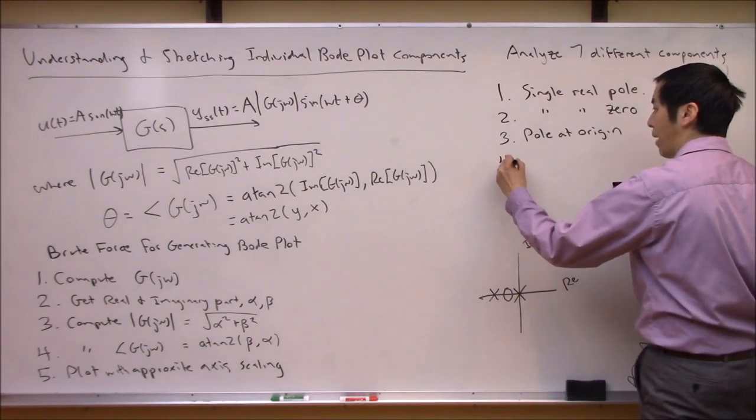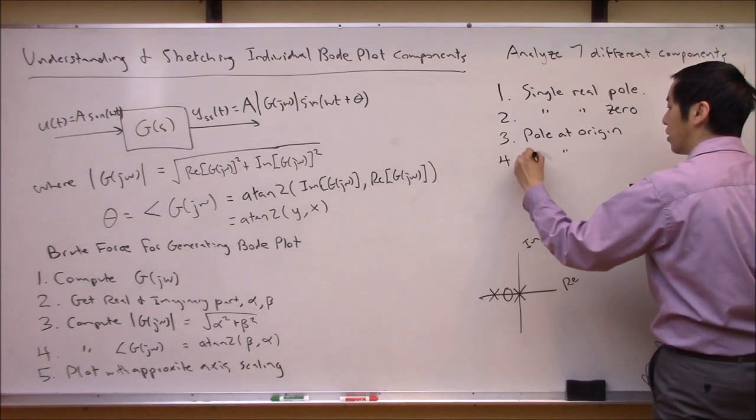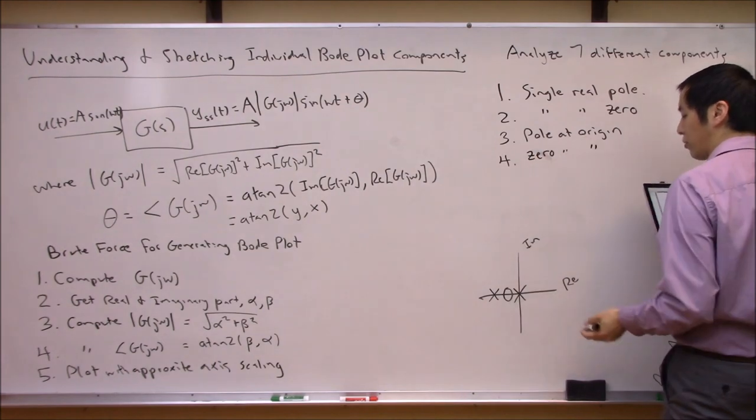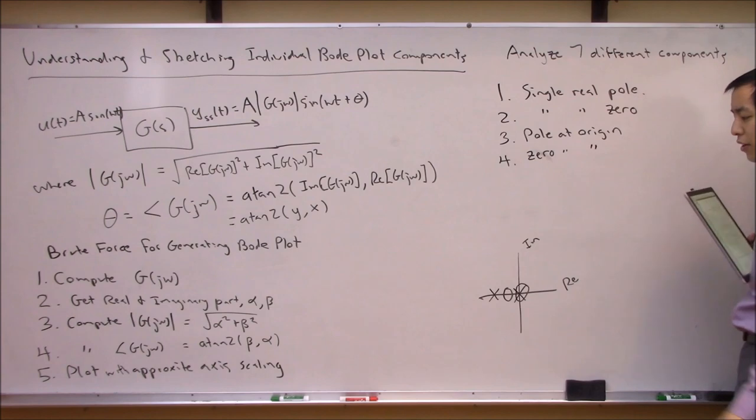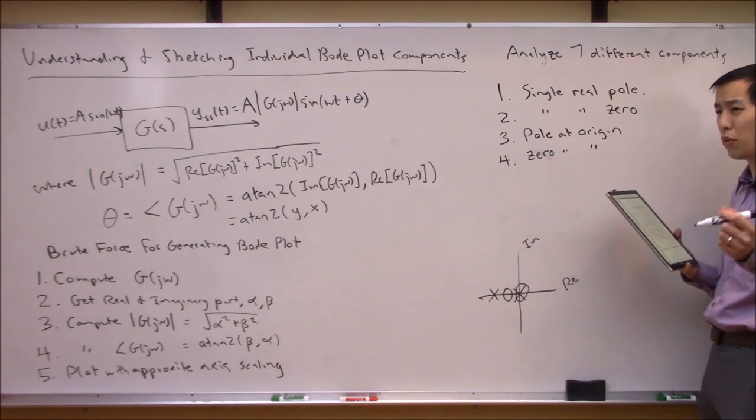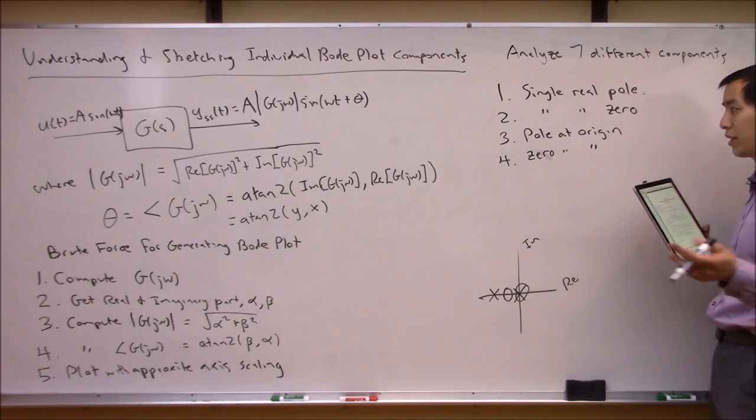And continuing our little pattern, how about a zero at the origin? I guess this is kind of funny for me to draw right here, but I think you all see what I'm saying. You could have a pole or a zero. Usually you can't have a pole and a zero at the origin, otherwise they'd cancel each other out, but let's consider each one of those one at a time.